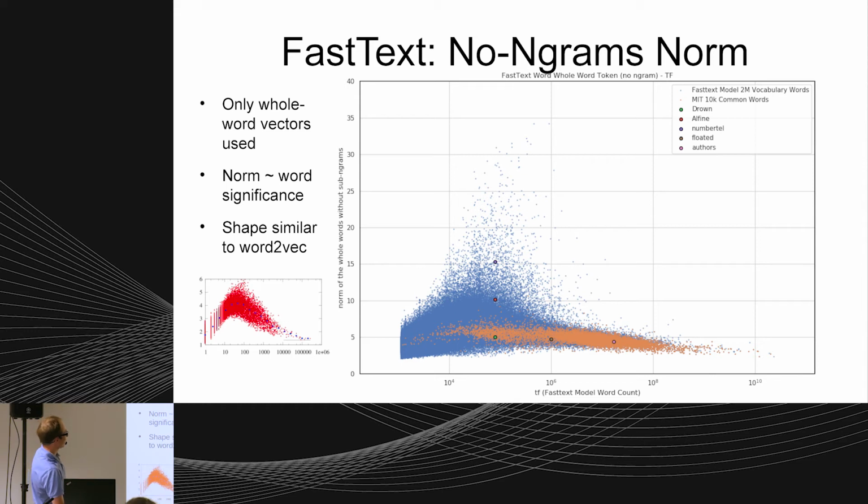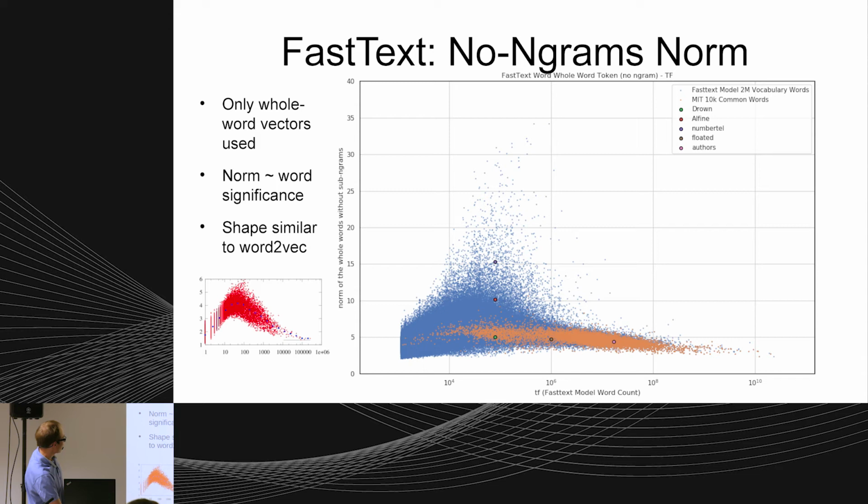So the second plot is where I display vectors where I use no n-grams. So I just use the whole word vectors. And you can see that the shape of the plot is very similar to the one from word2vec that was presented in this 2015 paper. And the 10,000 most common words are in a rather narrow band.